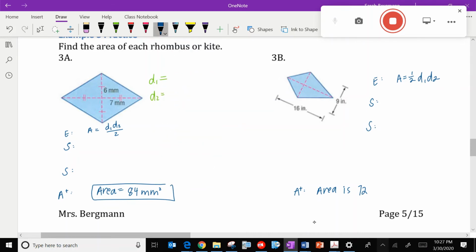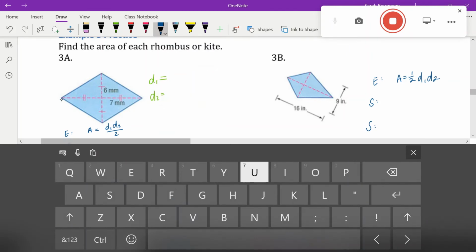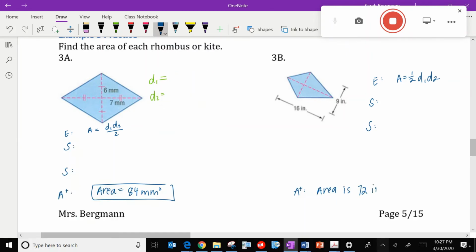Why can't I write? Oh, I do not want a keyboard. There we go. Inches squared, you are correct on that one. So if you got those, you can go ahead and skip down to the bottom. If not, pay attention. I'll show you how to do it.